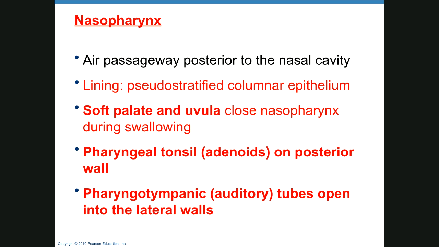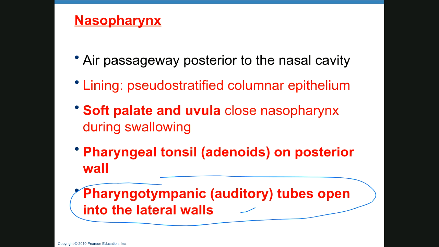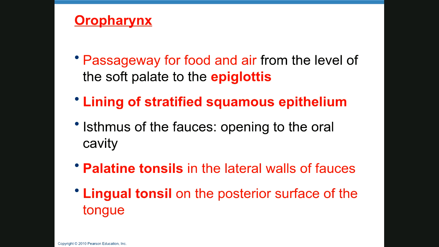Yeah, pharyngotympanic or auditory tube or eustachian tube. Again, that's found in the nasopharynx. So don't forget about that one either. We looked at that one on special senses chapter.